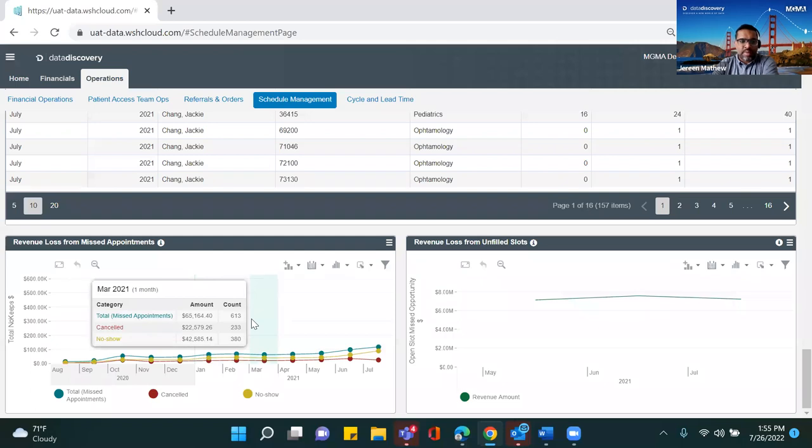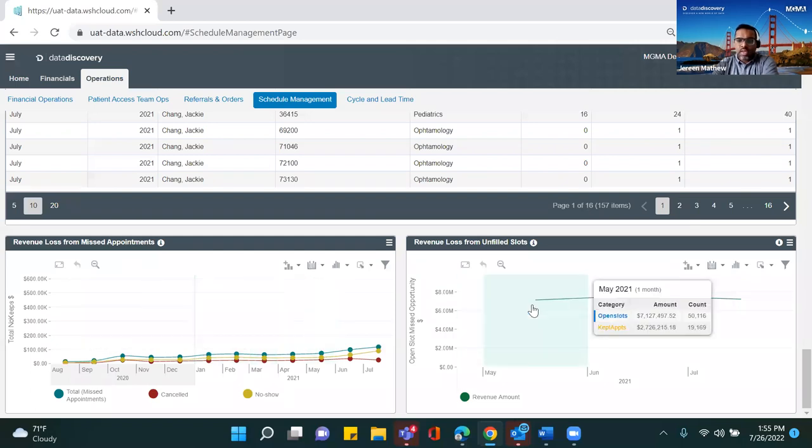As you can see here, the amount that you lost. And same thing here with the unfilled slots. Remember, I told you utilization is very important. And if you're not utilizing your time slots, physician slots, you're losing revenue, you're leaving money on the table. So we do an open slot versus the kept appointments comparison and the revenue that you're potentially losing, right? Again, it's giving you a direction of your potential revenue loss.